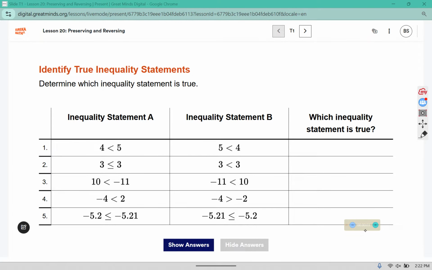Determine which inequality statement is true. We're going to look at the last one together.